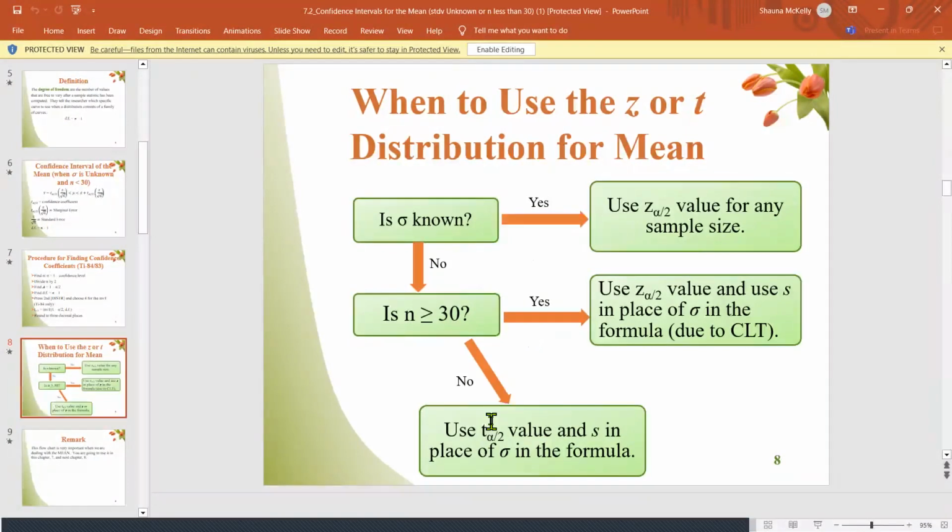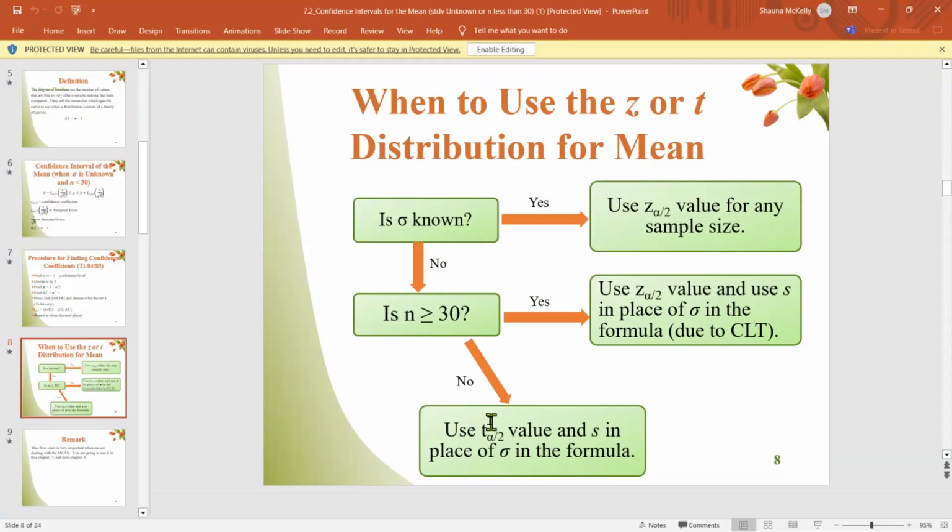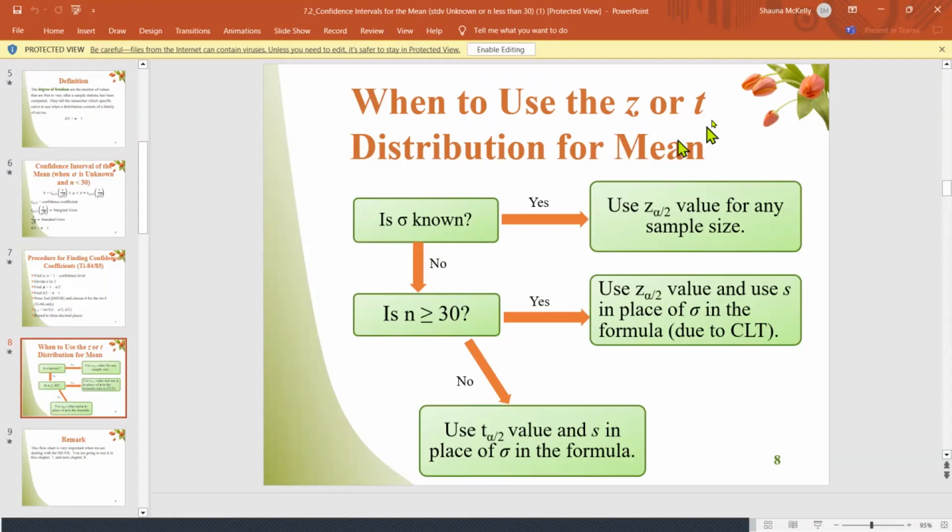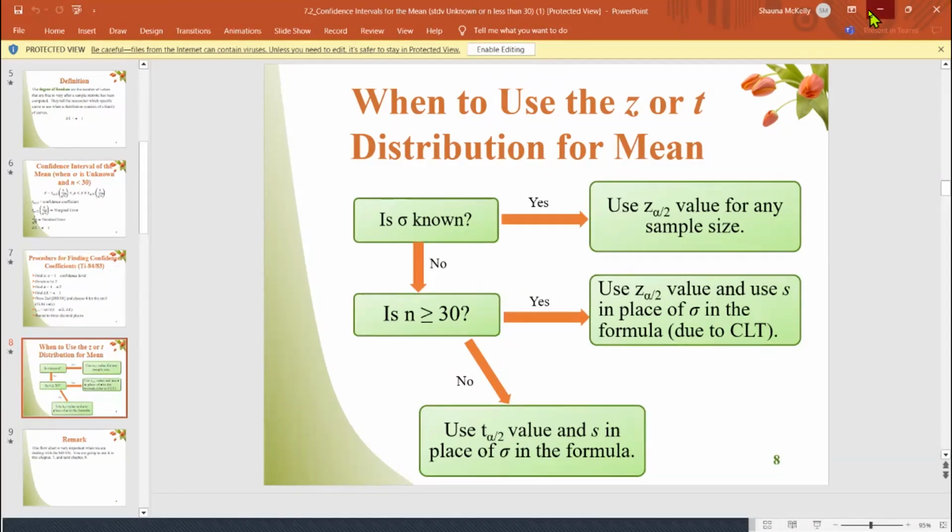Okay? That's my destination, the T. If you get two no answers, that's the T. Now, the T has a little bit of a nuance. It's very similar to the way the Z works, except that, and I'm going to show you this on the example that we're doing.